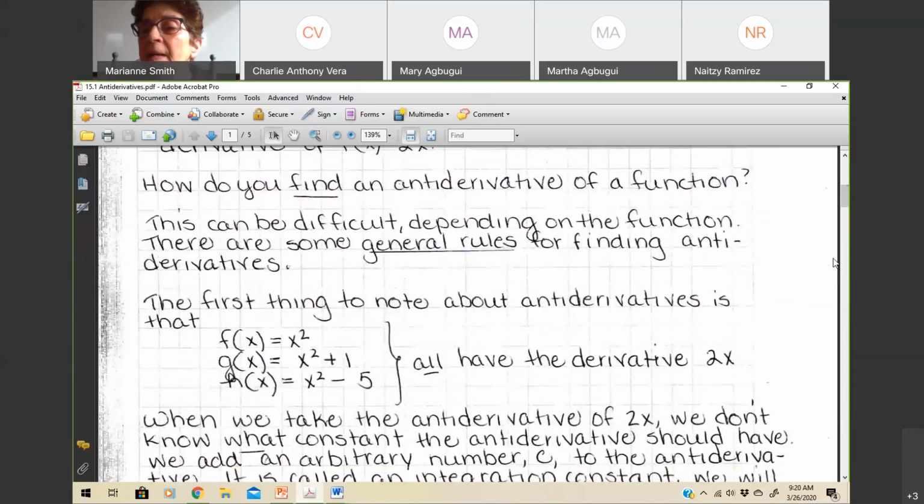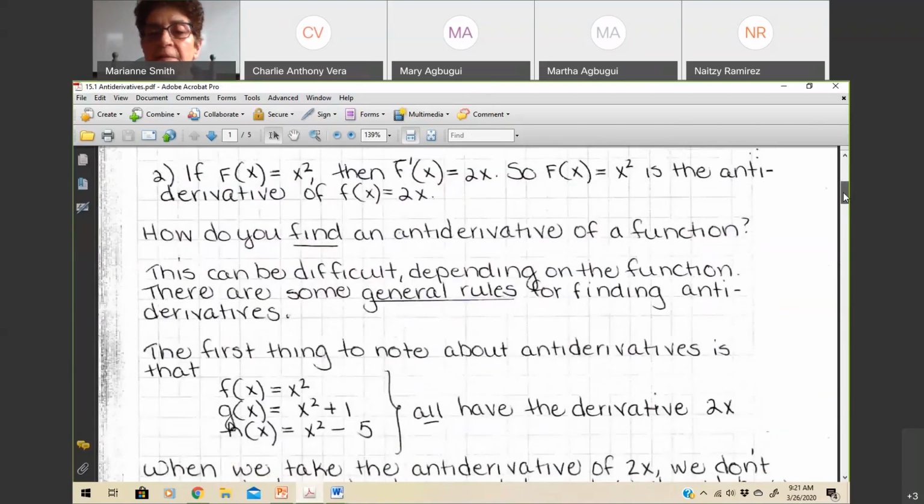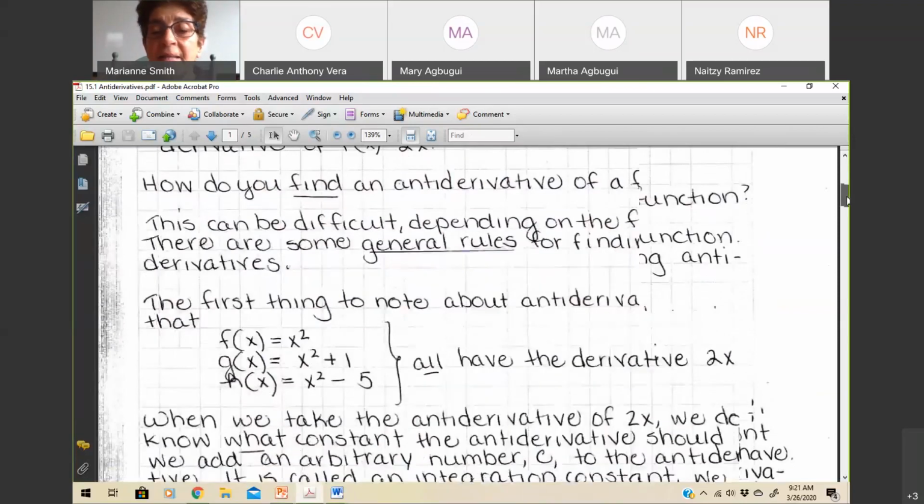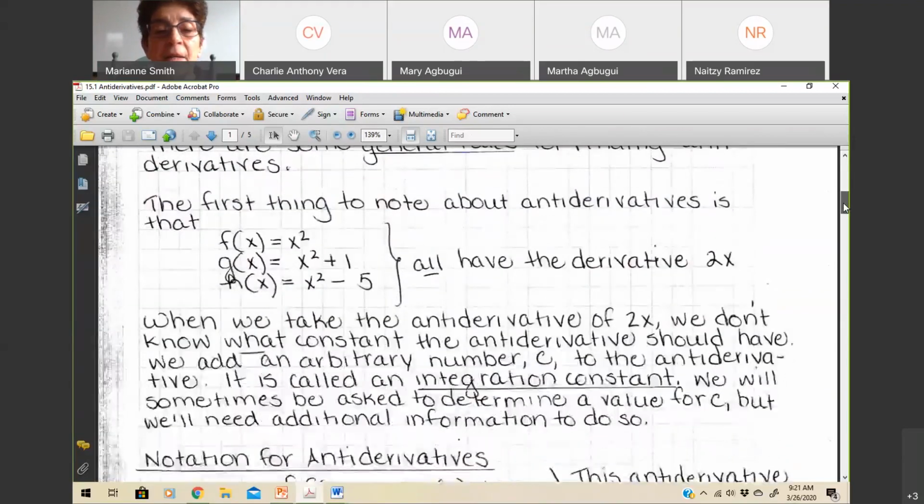Okay, so the first thing to note about my antiderivative is that all of these three functions, f of x equals x squared, g of x equals x squared plus 1, h of x equals x squared minus 5, if I were to differentiate them, would have a derivative of 2x. Again, when you take a derivative, you effectively lose the constant. And so when you take the antiderivative of 2x, you don't know what the constant should have been.